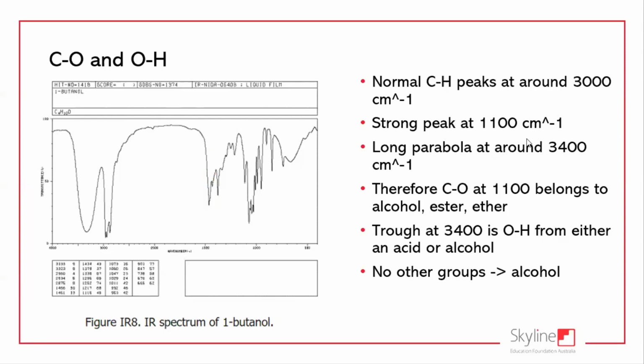So if we have an OH group, we've also got to be bonded to a carbon. Therefore, we've got to have a CO group, and the CO group can belong to an alcohol, an ester, or an ether. So the big trough at 3,400 represents an OH, which means this is either an acid or an alcohol. If it's an acid, we'd also expect a C double bond O. Well, there's no other groups, therefore this must be an alcohol. And as we can see down the bottom, this is in fact the IR spectrum of butan-1-ol.